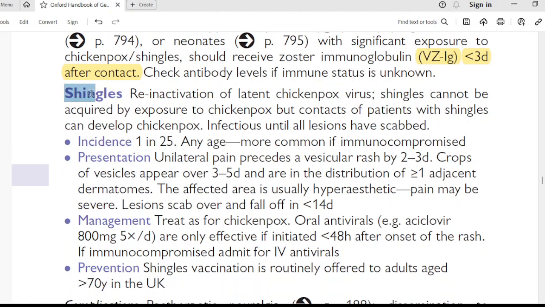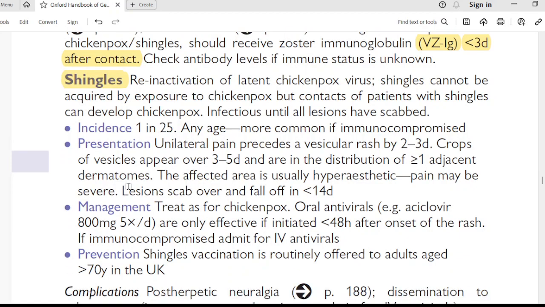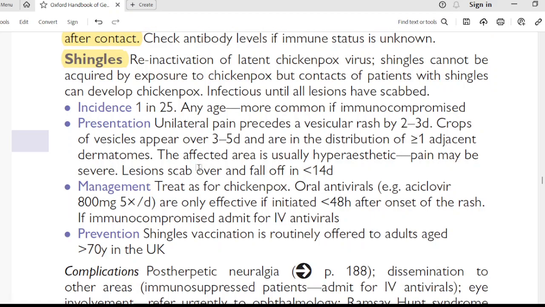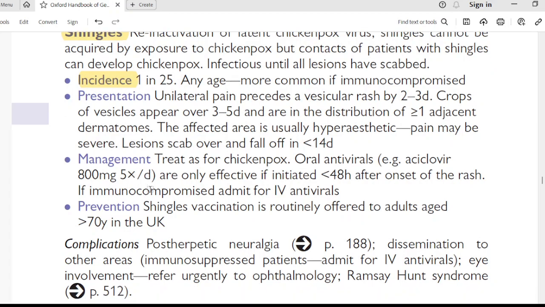Shingles. Reactivation of latent chickenpox virus. Shingles cannot be acquired by exposure to chickenpox, but contacts of patients with shingles can develop chickenpox. Infectious until all lesions have scabbed. Incidence 1 in 25. Any age, more common if immunocompromised.